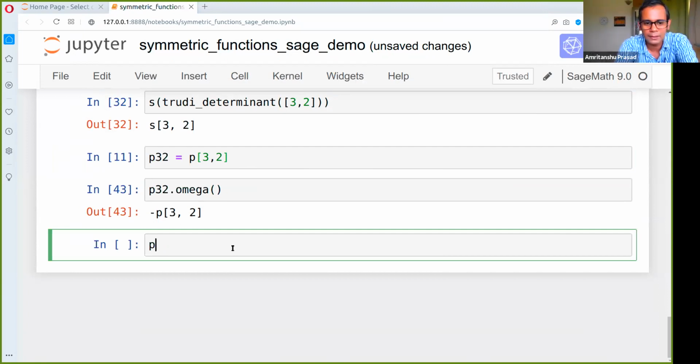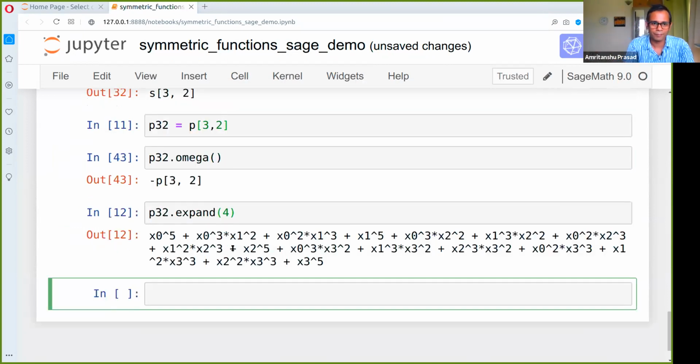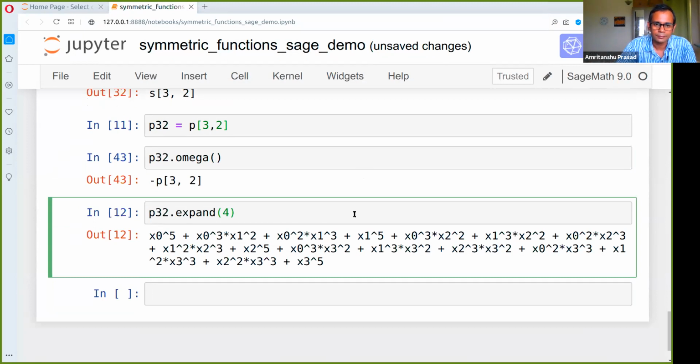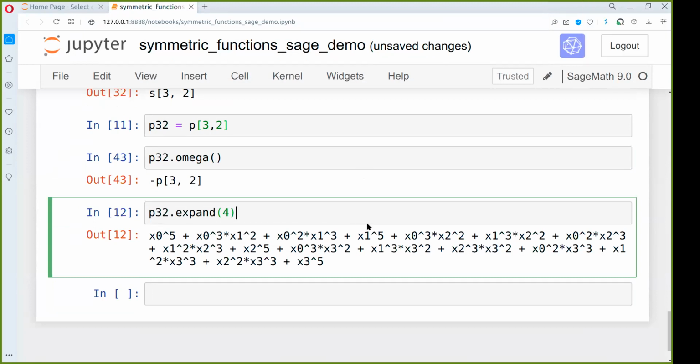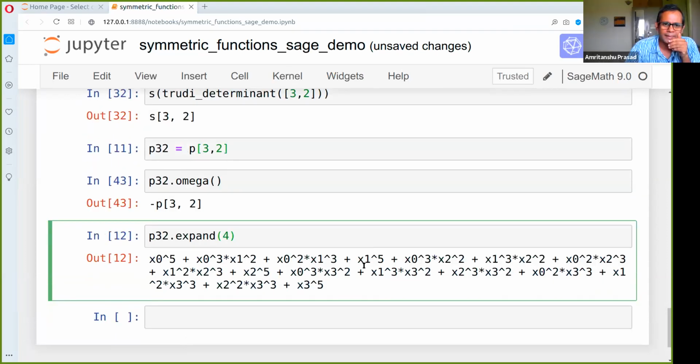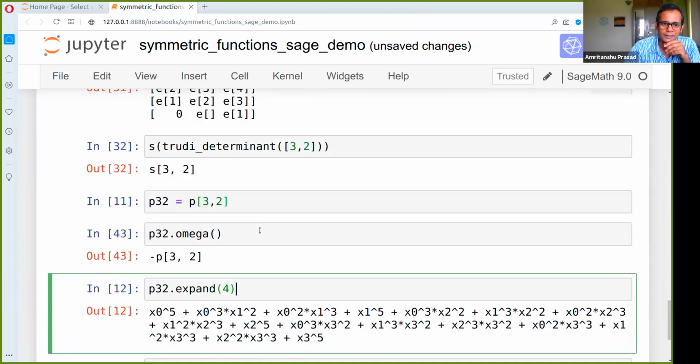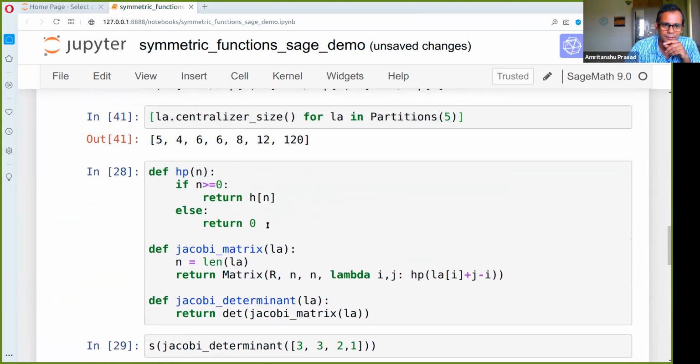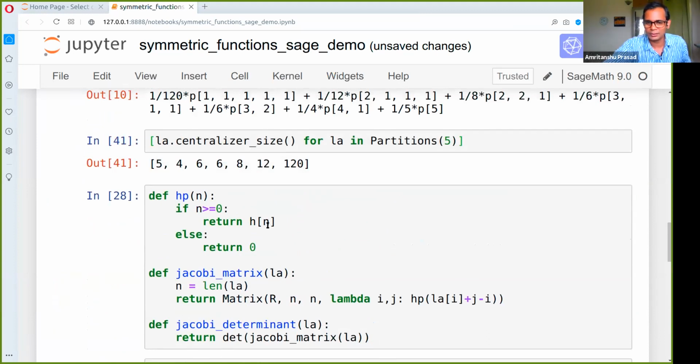So I think we can do P32 dot, let's see, there's a method called expand, and I can expand it in 4 variables. There you go. So you can choose the number of variables as well. The variables are x0, x1, x2, and so on. So I just have to call this expand function. Though in practice, I rarely find myself doing this expand. These are much easier to work with, this basis changing.